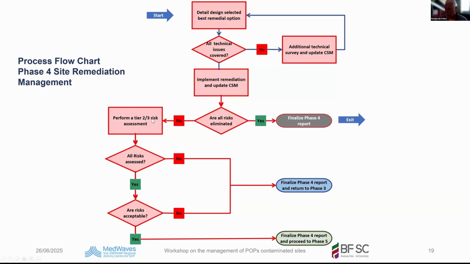Perform a risk assessment. All risks are assessed? Yes. Are they acceptable? Yes, they are acceptable. Finalize and go to phase number 5. If they are not acceptable, you finalize number 4 and you return to phase number 3. You see what to do to get rid of these risks that are not acceptable.